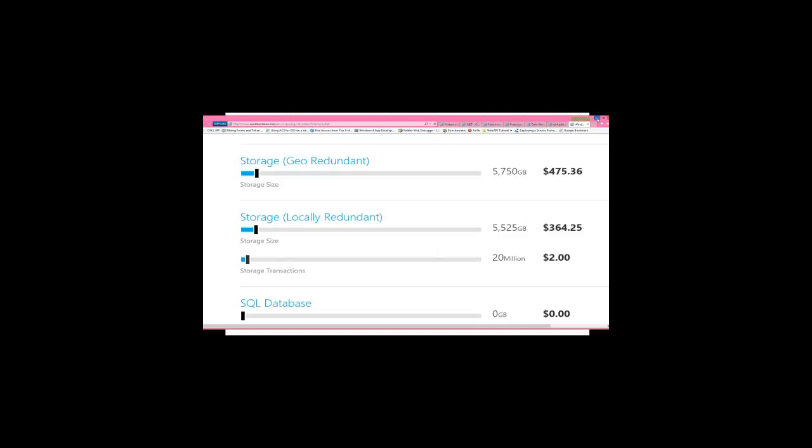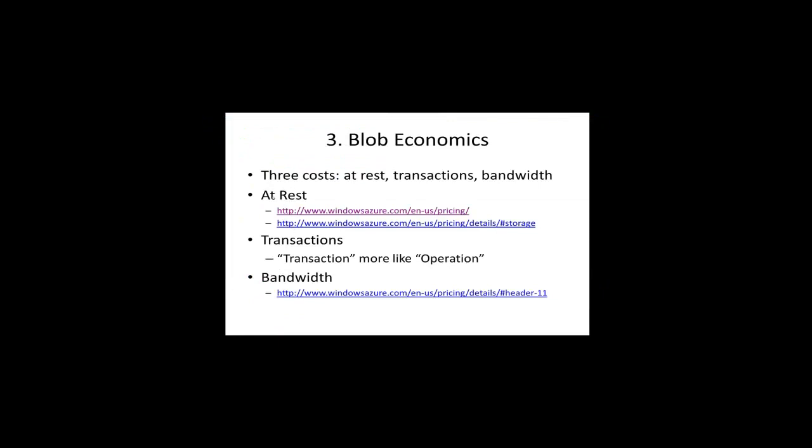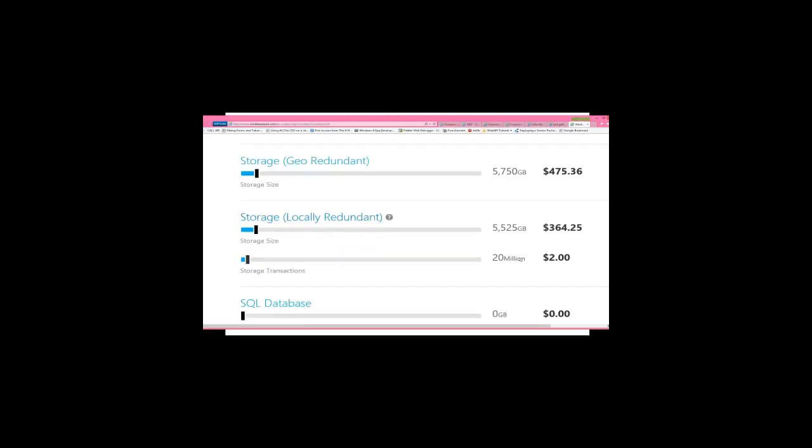So let me go back here. I said there were three kinds. The first one of those, the geo-redundant storage at rest and the locally redundant storage at rest, those were some prices there. The transactions are the second leg, and the transactions are storage operations. A storage operation means that every API call, every REST API that I invoke against storage, counts. And they can add up pretty quickly. That's why 20 million of them, I think it was, cost $2. So they're very inexpensive, but they do contribute to the cost.